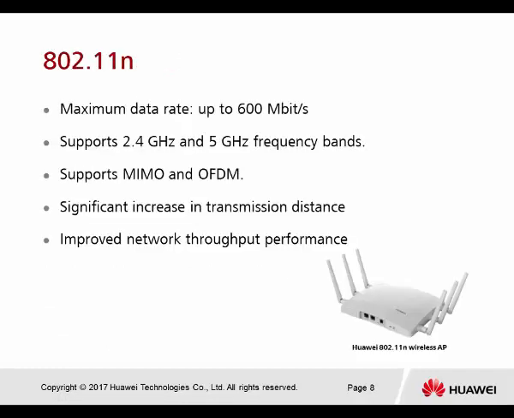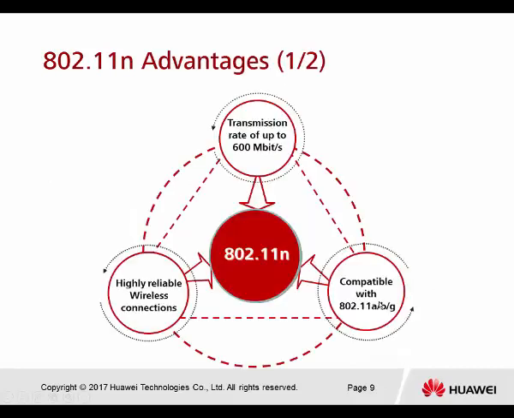802.11n. The maximum data rate is up to 600 megabit per second. This version can support both the 2.4 and the 5 GHz frequency bands. It supports MIMO and also OFDM, significantly increasing the transmission distance and improving network throughput performance. Okay, so this is one of the example products. The advantage of 802.11n: the transmission rate can go up to 600 megabit per second compared with the other versions.